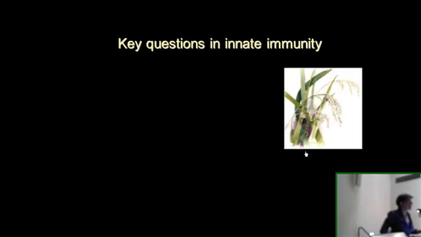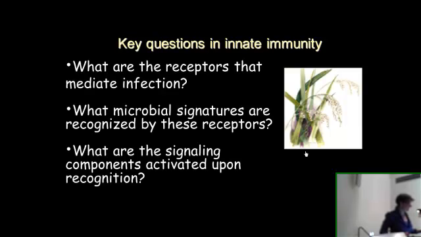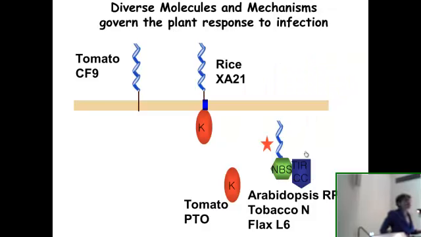So the key questions in innate immunity in the 1990s when I began this work are: what are the receptors that mediate infection? What microbial signatures are recognized by these receptors? And what are the signaling components activated upon recognition? And if I had been a better graduate student, I would have read the literature and realized that the animal researchers were going after the same major questions. So in the plant world, this discovery of the receptors that mediated infection occurred in the early 1990s, and there was an avalanche of discoveries. It was a very exciting time.